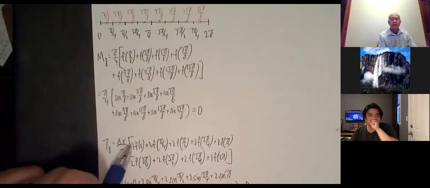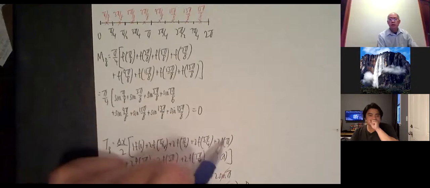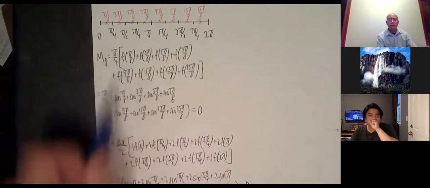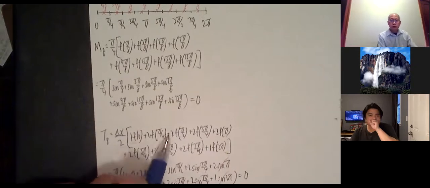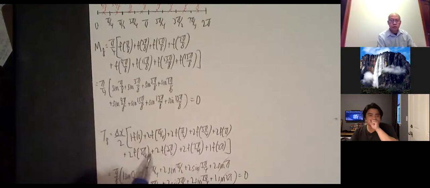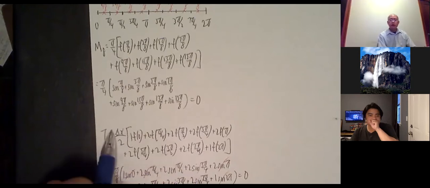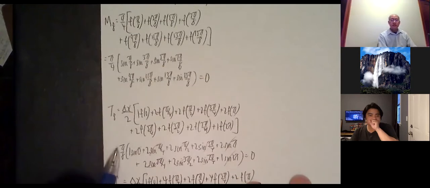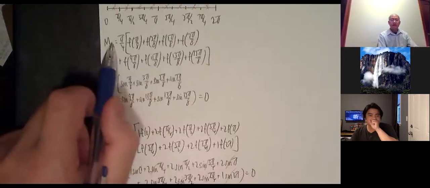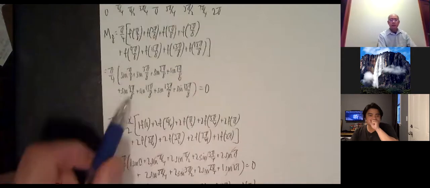So 1 times f of 0, 1 times f of 2 pi, and all the in-between ones multiplied by 2: 2, 2, 2, 2, 2, 2, 2, and then 1. So again, trapezoidal rule, delta x over 2, which in this case is pi over 8. Half of pi over 4 is pi over 8.